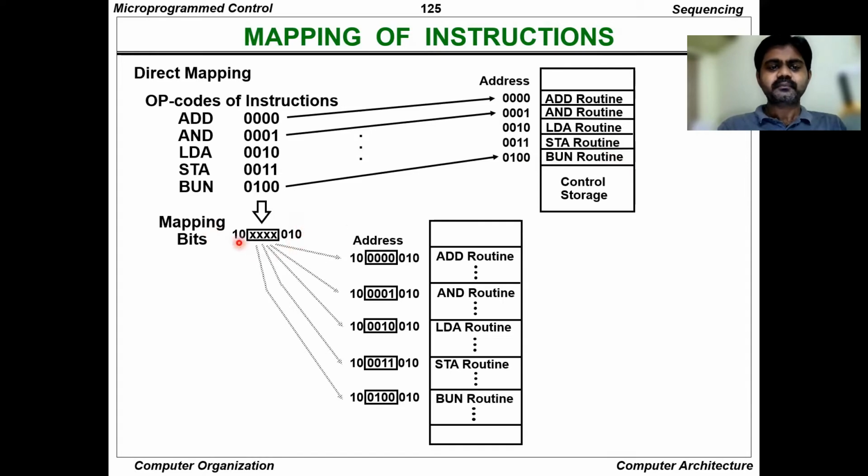As you know, bits 0 to 11 are for address, 12 to 14 are for opcode, and the 15th bit is for whether it is direct or indirect. If you see the mapping bits here, there are 4 bits marked with X. Here the first two are 10 and then 010. With this, we can have different combinations for the ADD routine, AND routine, LDA routine, STA routine, and BUN routine. If we use 0000 in the place of XXXX, we get the ADD routine. 0001 gets the AND routine, 0010 gets the LDA routine, 0011 gets the STA routine, and 0100 gets the BUN routine. In this way, we can map our instructions.